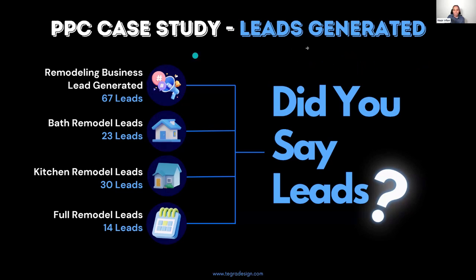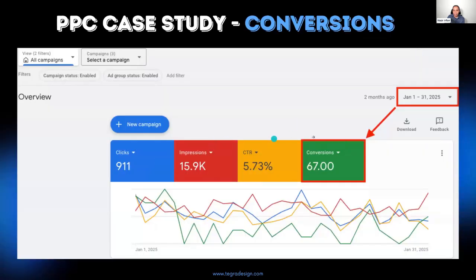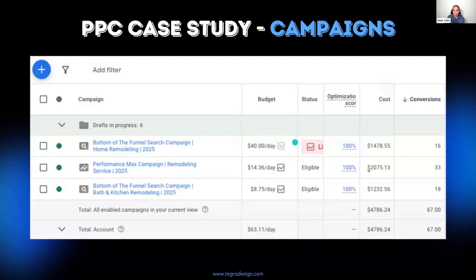I'm going to show you an example of a campaign where we generated 67 leads, 23 of them bath remodel, 30 kitchen remodel, and then 14 leads that were full remodel. And here's the Google Analytics showing the conversions, 67 conversions for this time frame. And the cost of generating those leads was about $5,000. So 67 conversions at $5,000. Total spend of about $63 a day.